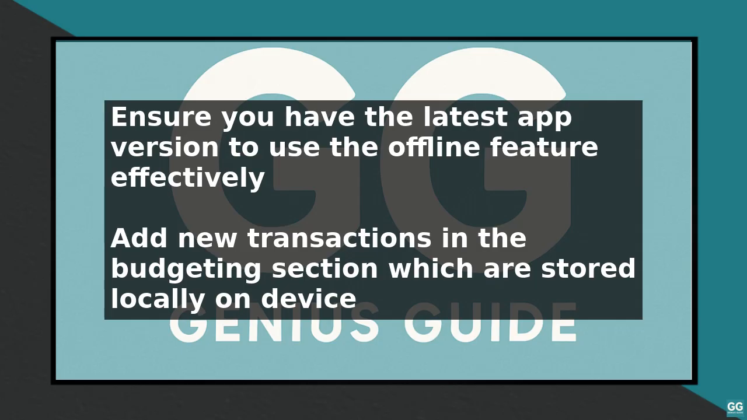To add a new transaction, click on the plus sign and select the category and amount of the transaction. You can also add a description and choose the date of the transaction.